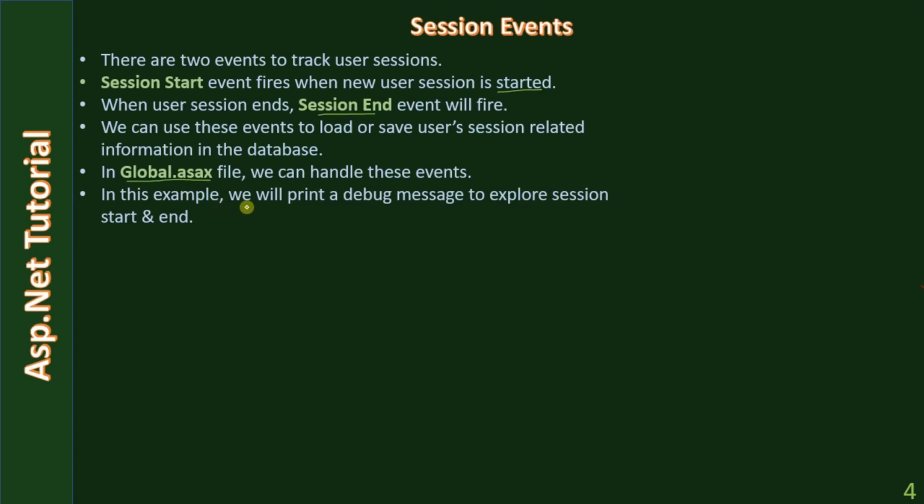In this example, we will print a debug message to explore the session start and session end events. We will also use the session timeout, because when you close the browser, we know the session will end, but we cannot see the debug message. We need the application to be alive to see the message. That's why here we are going to use the timeout for the session. Once the timeout occurs, the session will automatically end, and that way we can print the message in session end.